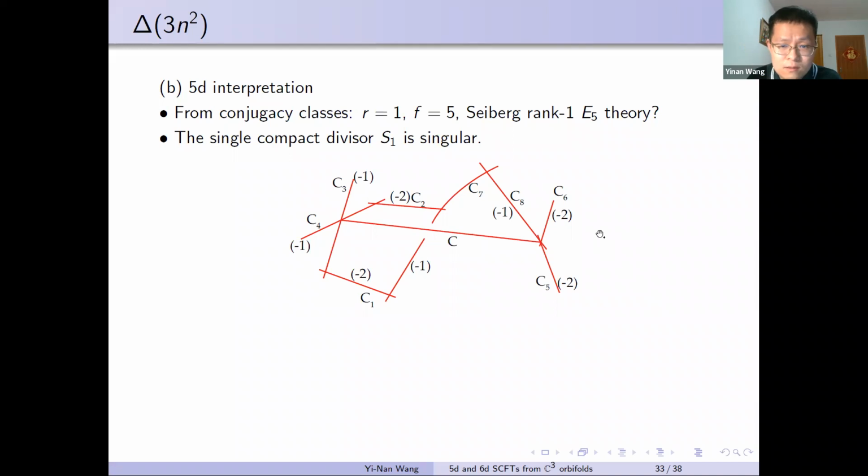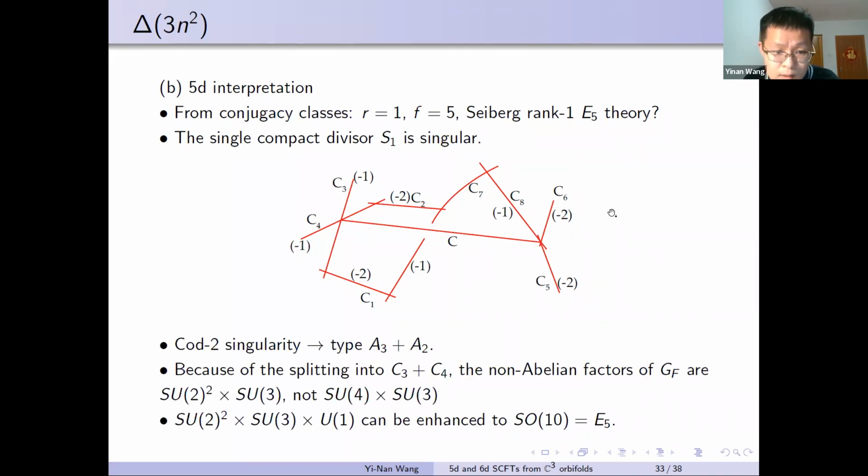And now you may also wonder what the flavor symmetry of this guy is. From the codimension 2 singularity, you get a type A3 plus A2, which naively you may say means the flavor symmetry is just SU4 times SU3. However, because of the splitting of the flavor curve, an effect I talked about before, the central P1 curve of the type A3 singularity actually splits into two -1 curves like this, and they intersect at this curve C of double point singularity. And this is pretty complicated. Because of this splitting, the non-abelian factors of G_F are actually SU2 squared times SU3, but not this bigger group. As a consequence, SU2 squared times SU3 times U1 can be embedded into the SO10 of the rank 1 Seiberg E5.